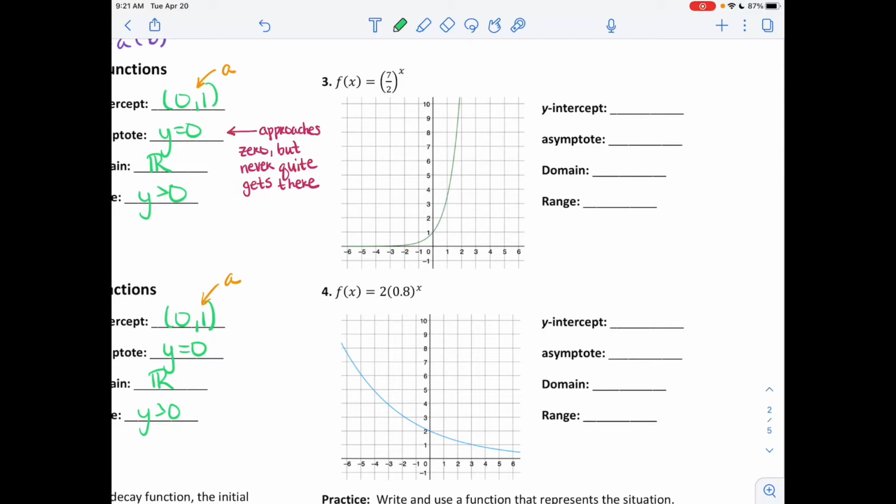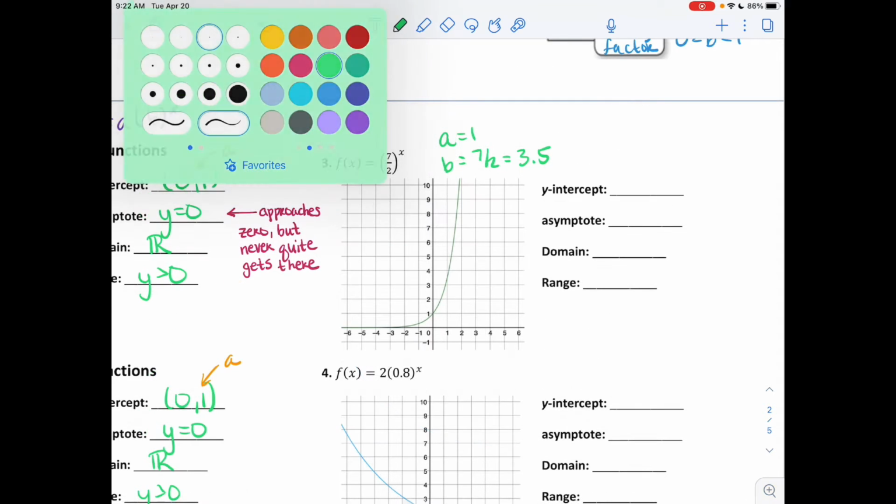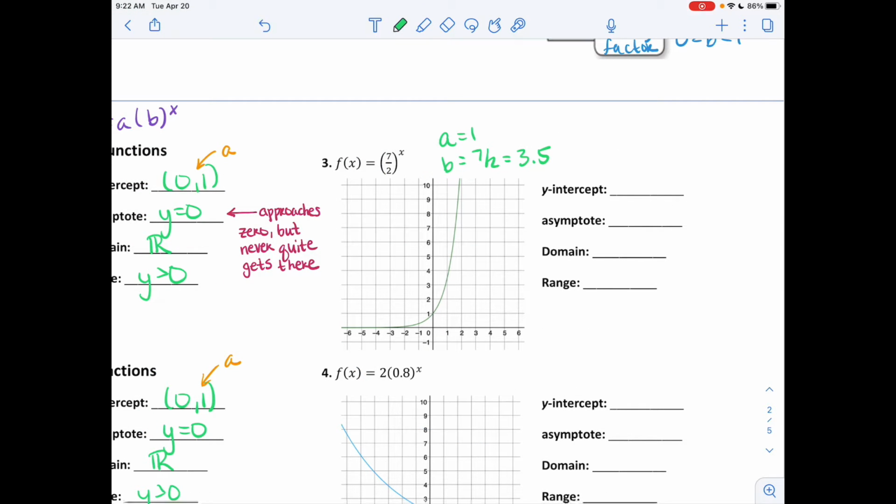Let's look at a couple more graphing examples. So I want to go ahead and identify the a and b values just like I did before. a is 1 and b is 7 over 2, which is 3.5. Since 3.5 is greater than 1, we have growth, and you can also see that in the graph as well.